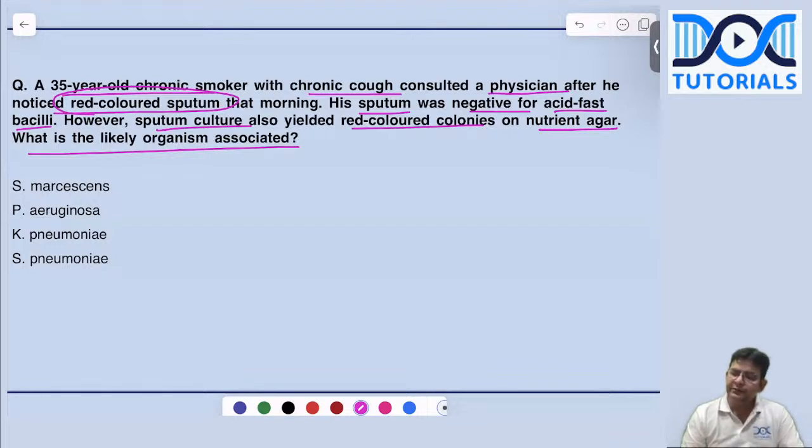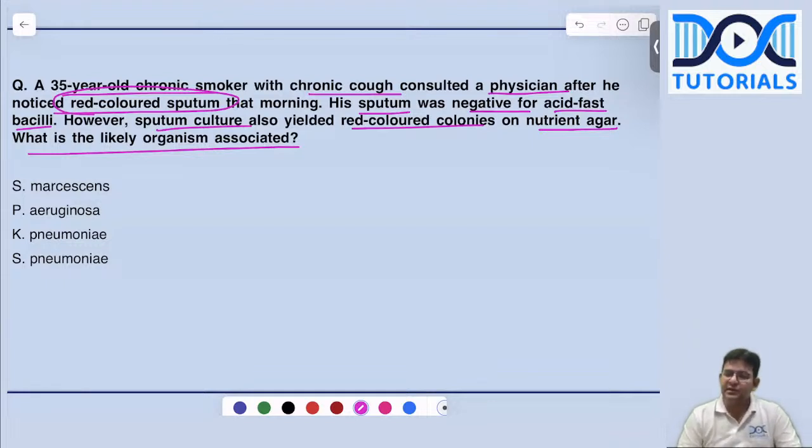And you have told A. Kartika has told C. And Anuj has told A. Why have you told C, Kartika? Red currant jelly sputum. Okay, okay. You are right, Kartika is smart. And D also came. Serratia is a red bacteria. So what should be the answer, guys?